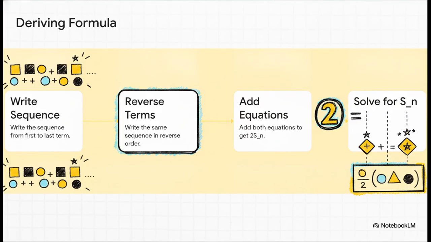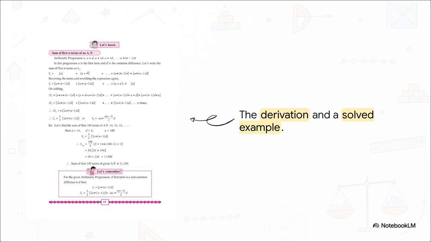Now watch this beautifully clever trick. To find the sum, we write out the entire Sn sequence forwards, and then right below it, we write the exact same sequence totally in reverse. When you add them vertically, pair by pair, something absolutely magical happens. Every single pair adds up to the exact same value. That gives us 2 times Sn. Divide that by 2, and boom, we have our master formula. Sn equals n by 2, multiplied by 2a plus (n minus 1) times d. Amazing, isn't it? Let's actually see this formula in action.